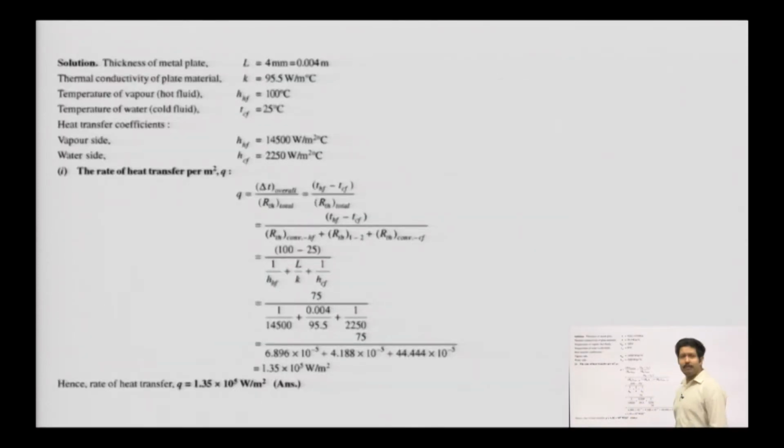The thickness of the metallic plate is given here. So it is like L is equal to 4 mm, so you need to convert it into meters. The thermal conductivity of the plate material is also given here.